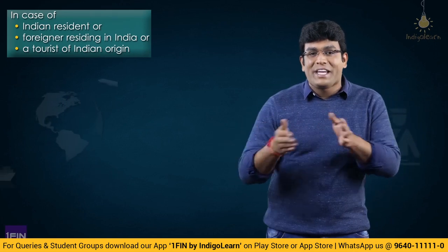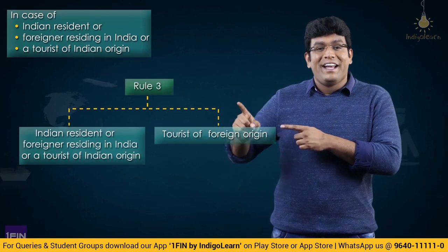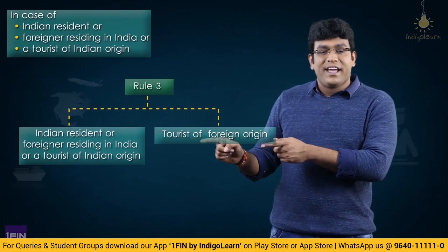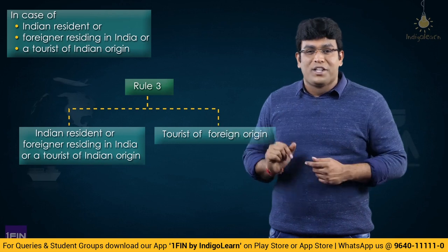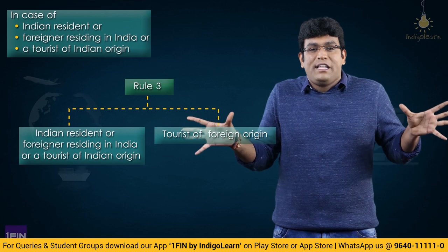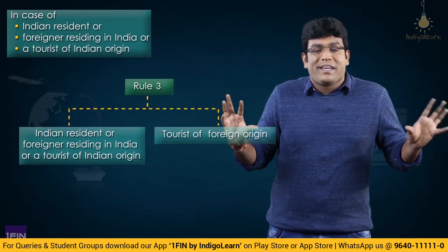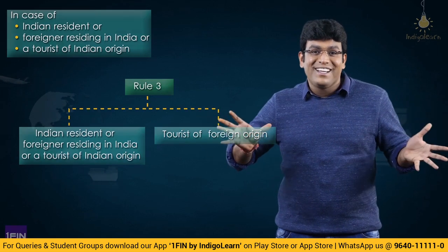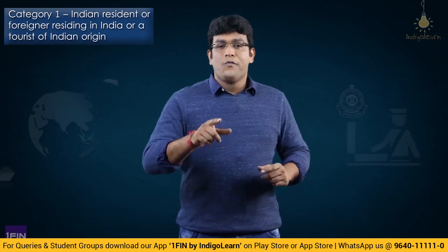So friends, Rule 3 applies to any person coming from any country other than Nepal, Bhutan. And in that again, two categories. First category, Indian resident, foreigner residing in India, or tourist of Indian origin. Second category, tourist of foreign origin. And why am I dividing like that? Because in both the cases, exemption is different. Clear, right? So first let me talk about exemption in the first category, that is Indian resident, foreigner residing in India, or tourist of Indian origin.